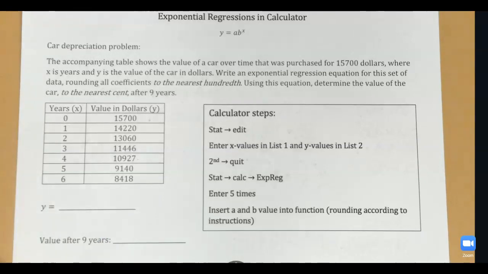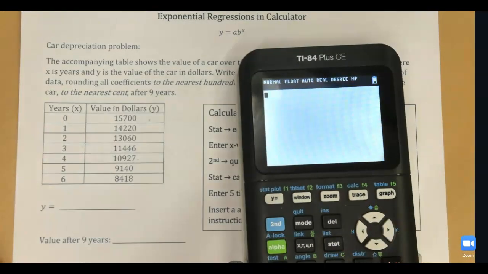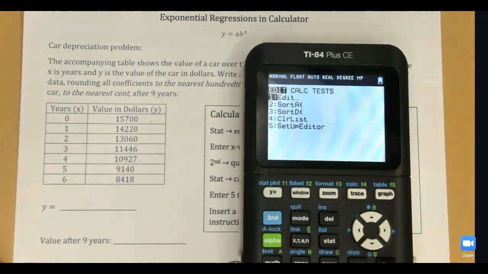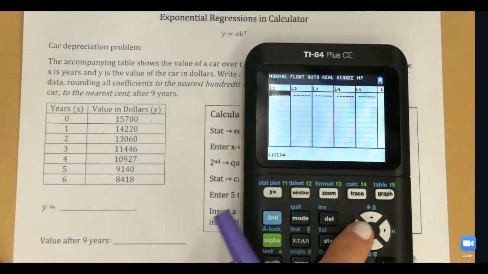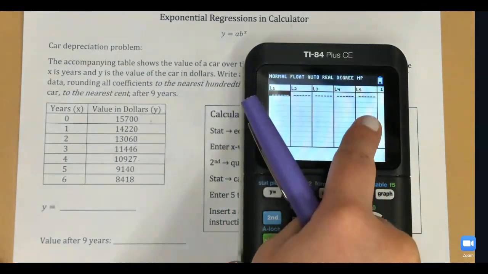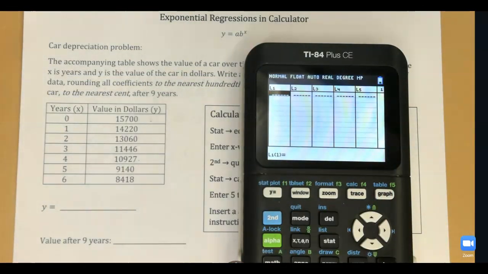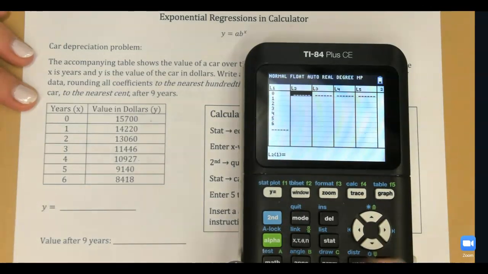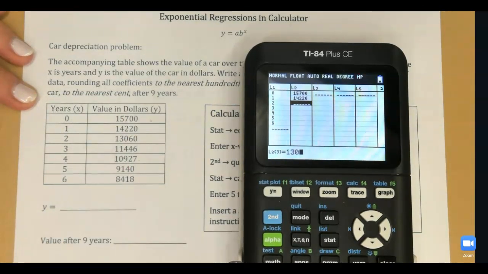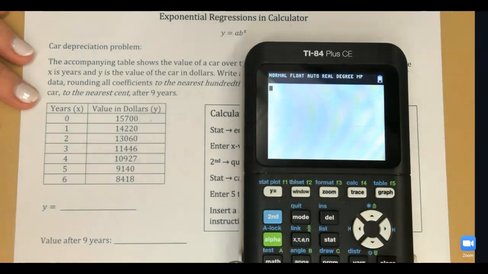So what we are going to do is hit the stat button on your calculator, which is right here next to delete, and you're going to hit edit, that first option. So you've got all these L1, 2, 3, 4, 5, those stand for lists. So what you're going to do is put your x values in list 1. So 0, 1, 2, 3, 4, 5, 6. And then you're going to put your y values in list 2. Okay, then you're going to exit.